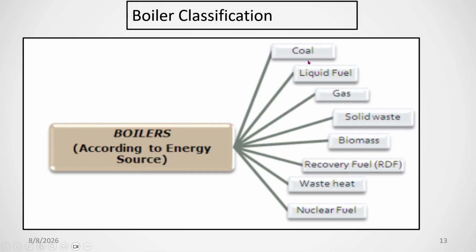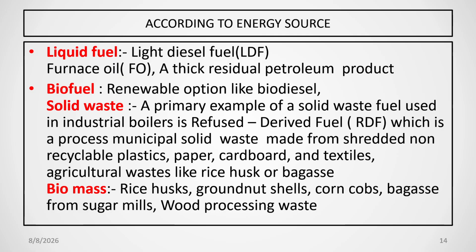Then classification based on the energy source. What is the source of energy? If you use coal, then it is a coal fire boiler; if liquid, then liquid fire boiler; gas fire boiler, solid waste fire boiler, biomass fire boiler, refuse derived fuel RDF boiler, waste heat boiler, and if you are using nuclear fuel, the nuclear boilers. So depending upon the source of your fuel, the boiler can be classified like this.